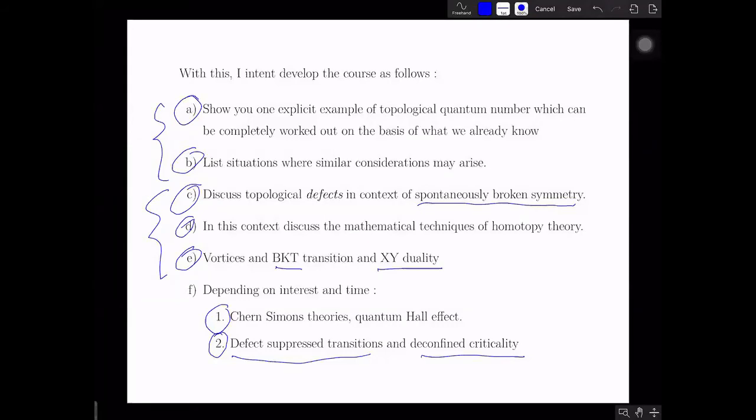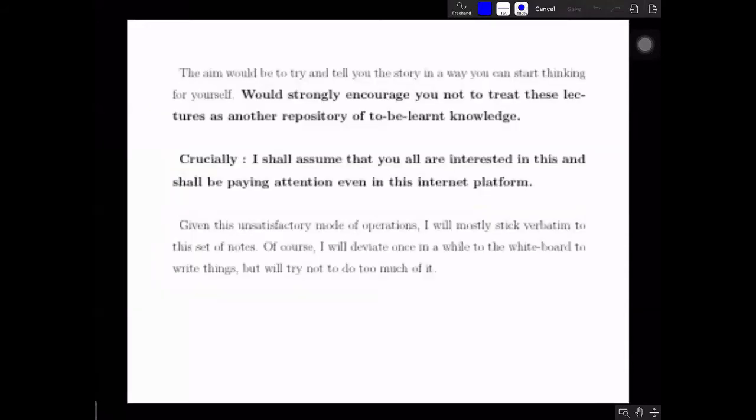So this is more of a slide for me than you, but in case some of you are familiar with this, it's absolutely not necessary. But in case you're familiar with this, this is the outline that we are going to try and follow and see where this takes us. So as I said, the aim would be to tell you a story in a way that you can start thinking for yourself.